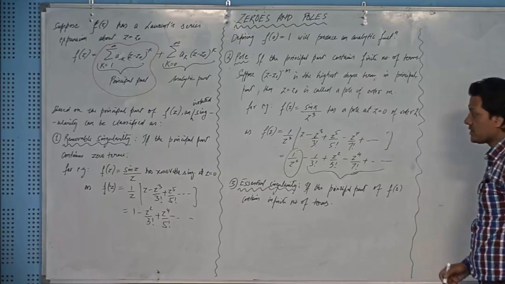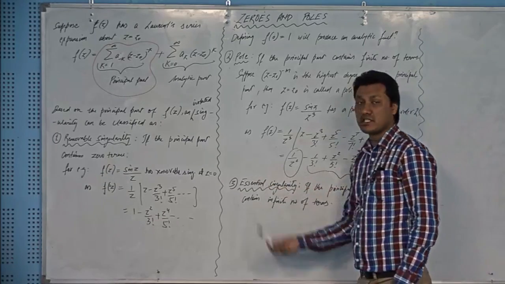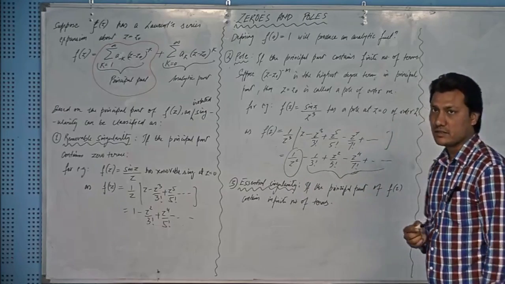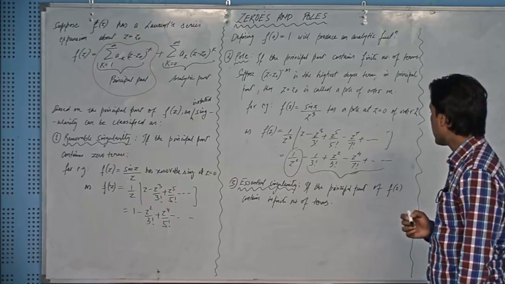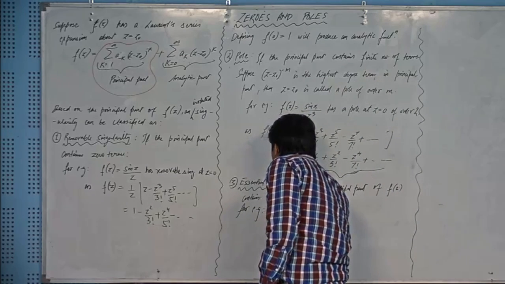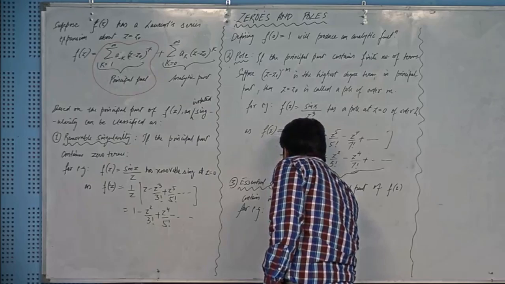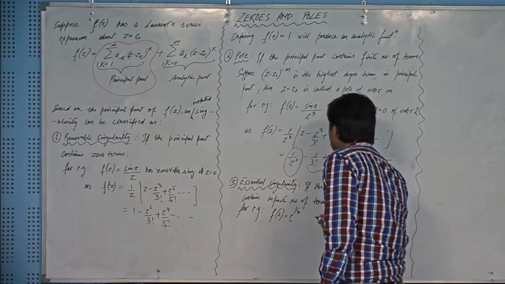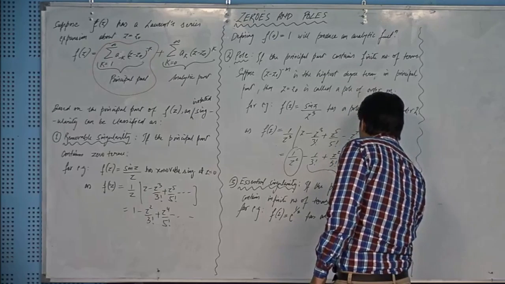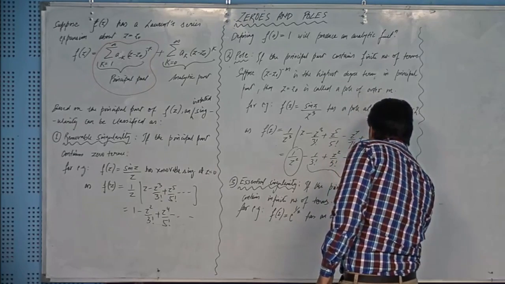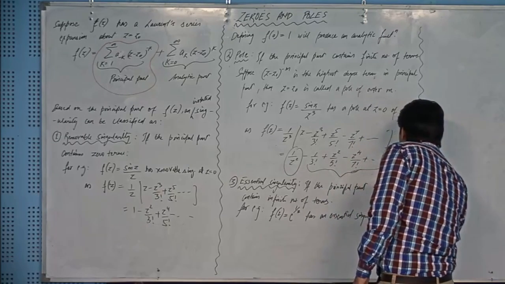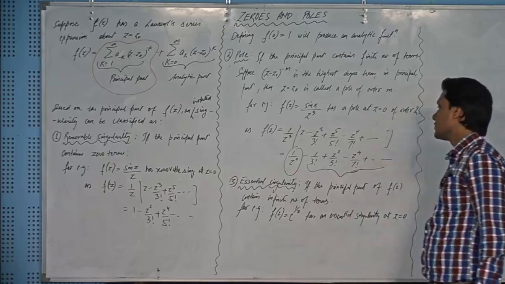So on expansion, if you get an infinite number of negative power terms, then we'll say that the singularity is an essential singularity, right? And taking an example, the simplest example is e to the power 1 over z, which has an essential singularity at z equal to 0, right?